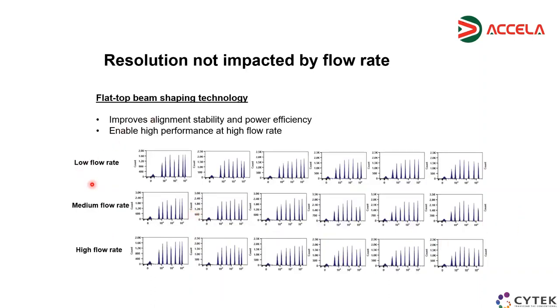And you can see here an example, for example, at 6,000 to 8,000, up to 35,000 events per second. This is the classical 8 peaks beads, which we use to validate the performance of the machine. And visually you can see that those peaks are quite nicely resolved with low CV at high flow rate, the same as at low flow rate.